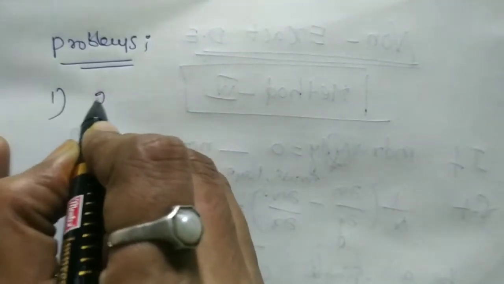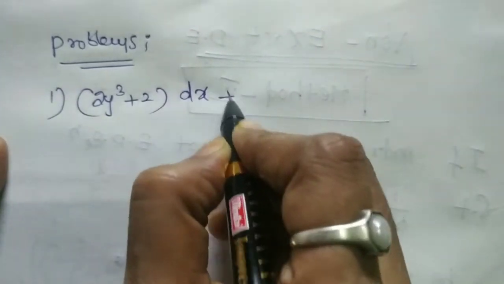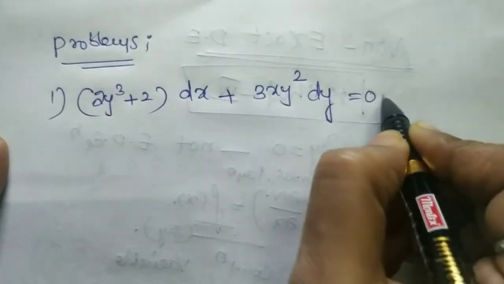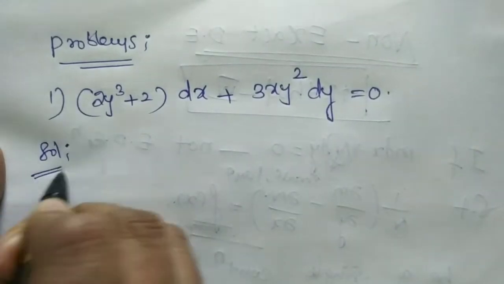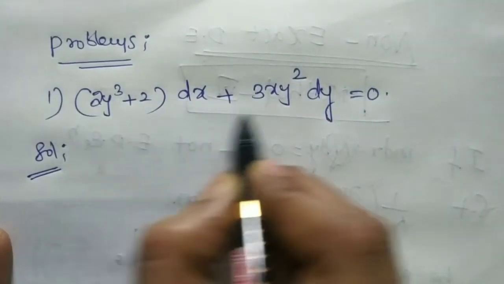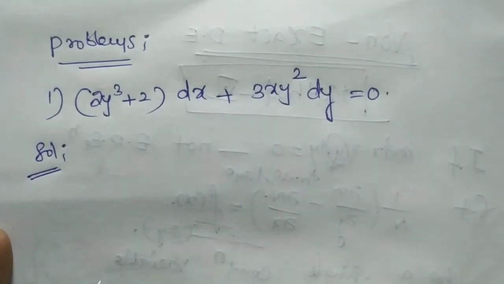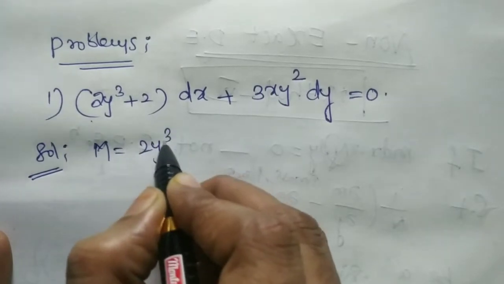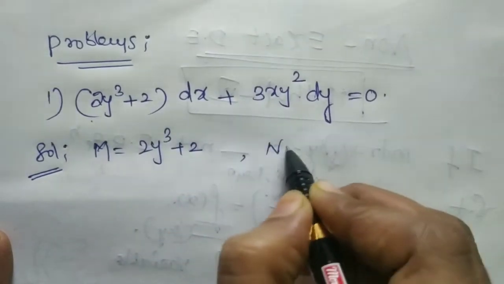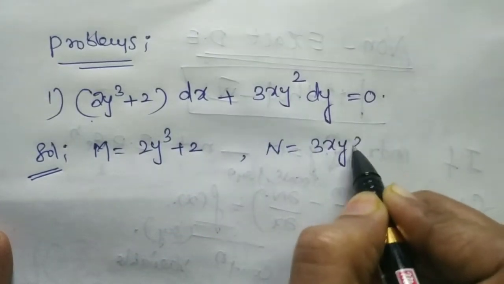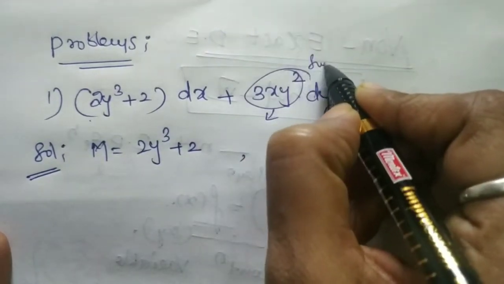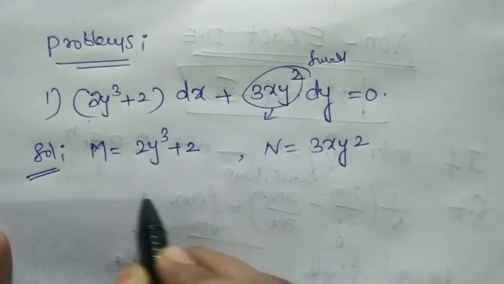So, problems. First one is (2y cube plus 2) dx plus 3xy square dy equal to 0. This is a non-exact differential equation, and here M is equal to 2y cube plus 2 and N equal to 3xy square. Here N is a small function, so this is method 4.